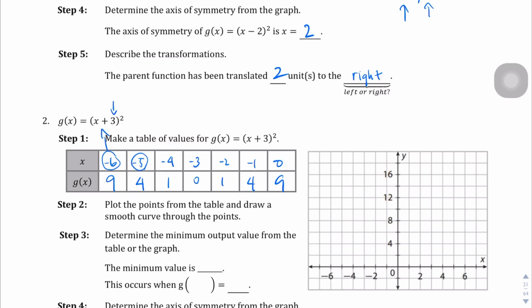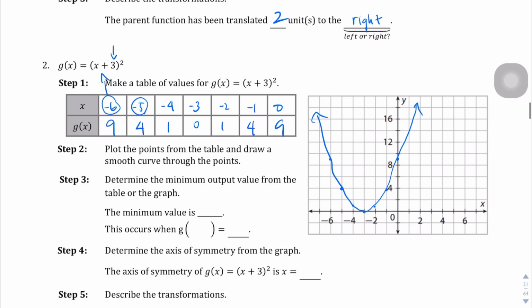So negative 6 comma 9 is going to be right about here. Negative 5 comma 4 is right there. Negative 4 comma 1 is right here. Negative 3 comma 0. There we go. And 0 comma 9 is going to be right there. So we have our parabola kind of right there. Again, I apologize for my shaky hand, but you get the picture. Minimum value, again, is right there when g is 0, when x is, looks like, negative 3.